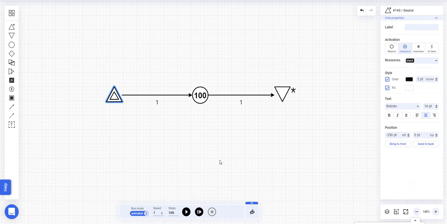Our third mode is automatic. An automatic node executes its action each step while active. Sources are generally automatic as they need to constantly generate resources.